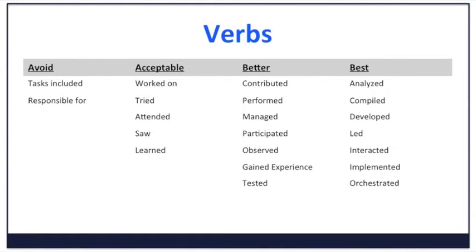Avoid starting your bullet points with terms such as responsible for or tasks included, as these are passive phrases that do not illustrate the way that you approach the task. Instead, think of active verbs that provide a specific description of your contributions, such as analyzed, compiled, developed, led, and interacted. Here's a table of verbs to consider using, with the least active on the left and the most specific and active verbs on the right.